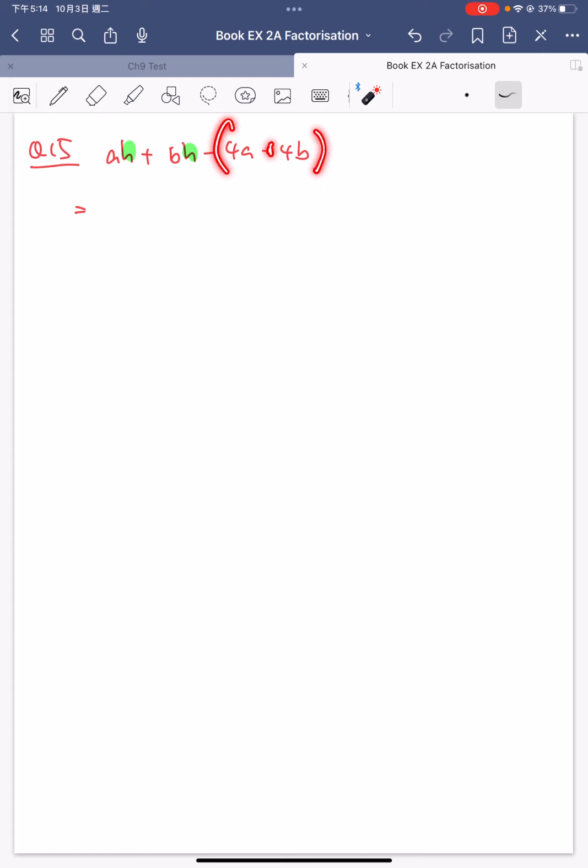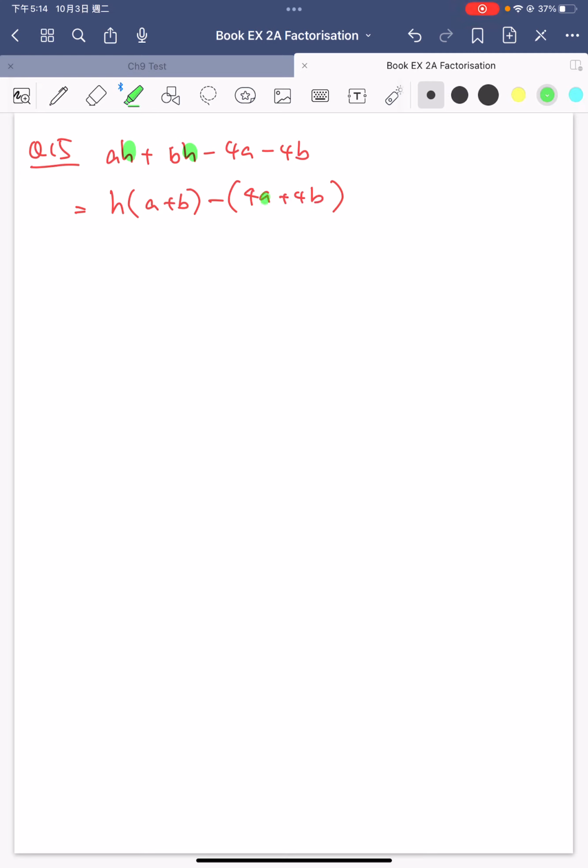So for question 15, we have ah plus bh minus 4a minus 4b. So this is quite easy. So we got h here as the common factor. Again, we want to group these two. So we need to give a bracket and change the middle sign to become plus. Then we have h times a plus b. Then we give the bracket, so we have 4a plus 4b.